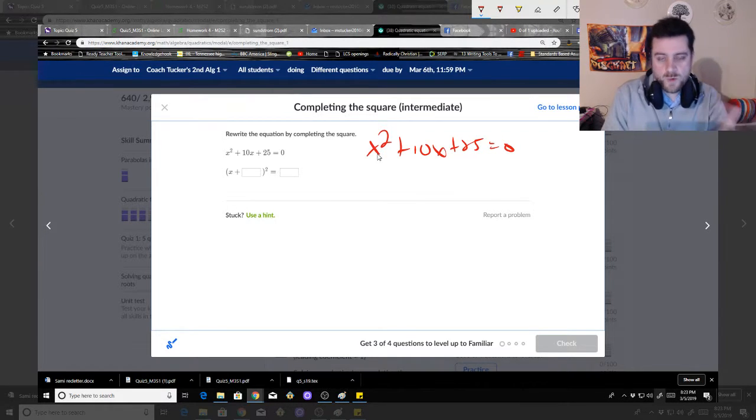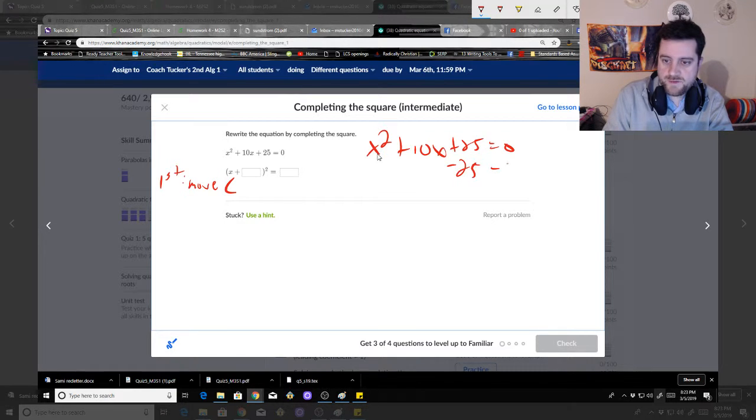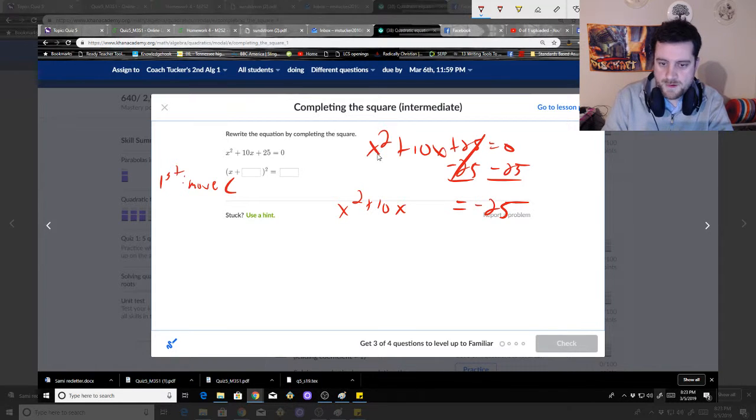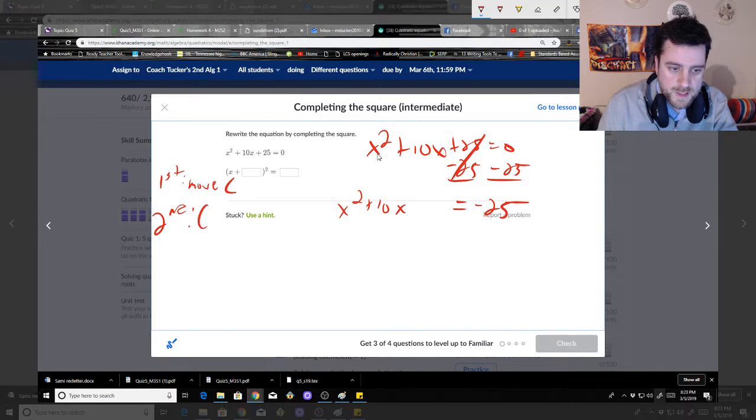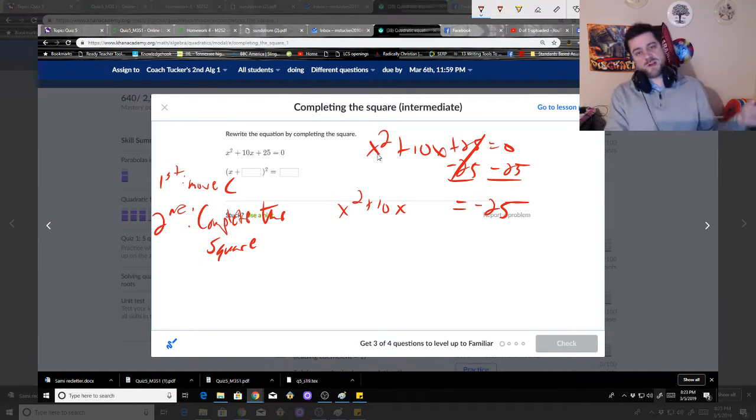In order to complete the square, we first need to move c. So first step, we subtract 25 from both sides. Now we have x squared plus 10x, and we leave a blank here. Because now, the second step, which is why it's called this, is to complete the square.